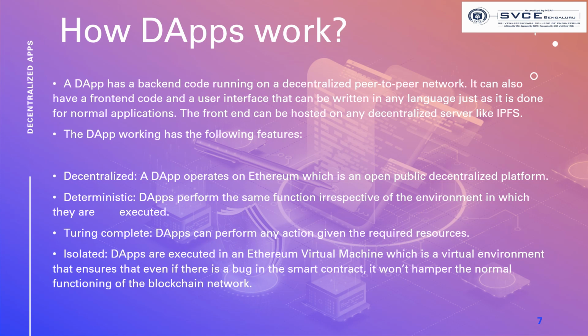So how do DApps actually work? A DApp has its backend code running on a decentralized peer-to-peer network. It can have front-end code and a user interface that can be written in any language, just like it is done for normal applications. The front-end can be hosted on any decentralized server like IPFS. The DApp working has the following features, which are defined below.